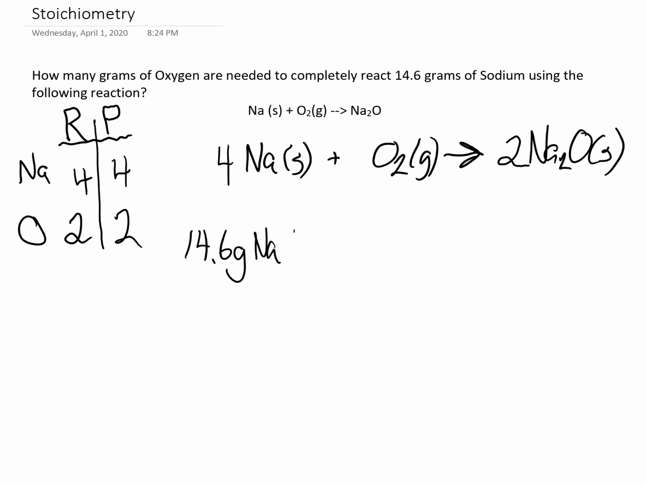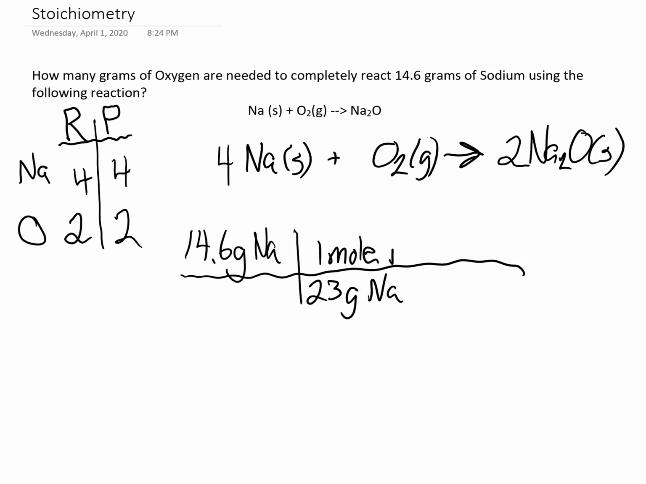Now, we don't work with grams very long in chemistry. We always like to get to the mole. So what we're going to do is change our grams of sodium over to moles of sodium. And so looking at the periodic table, I can see that I need 23 grams of sodium to have 1 mole of sodium.